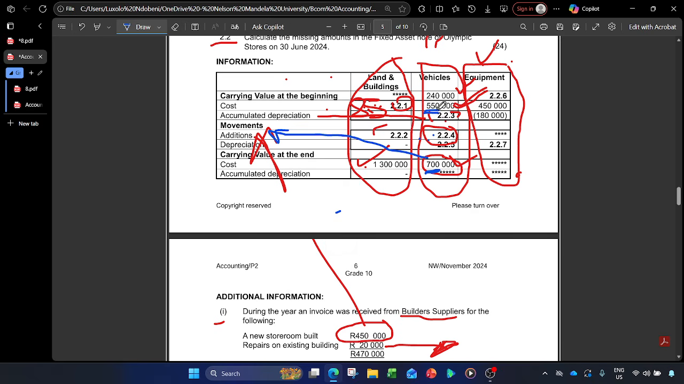700, 550. That means there was an addition to get the 700. A number doesn't change without addition or subtraction, right? So that means there was an asset bought during the year. So now let's come to 2.5. That also, guys, may give you an indication.